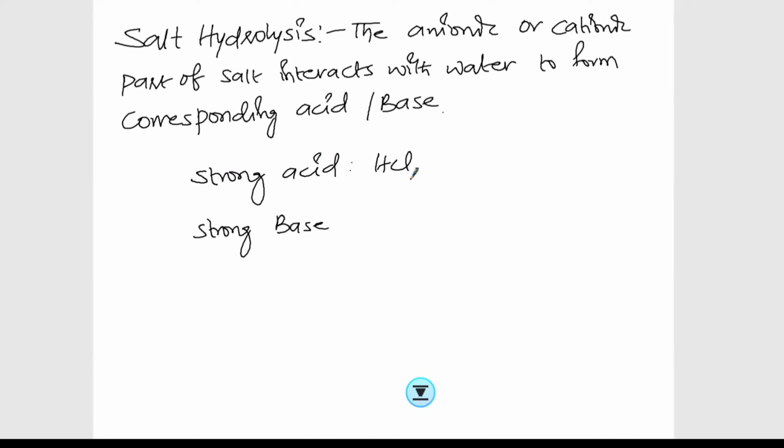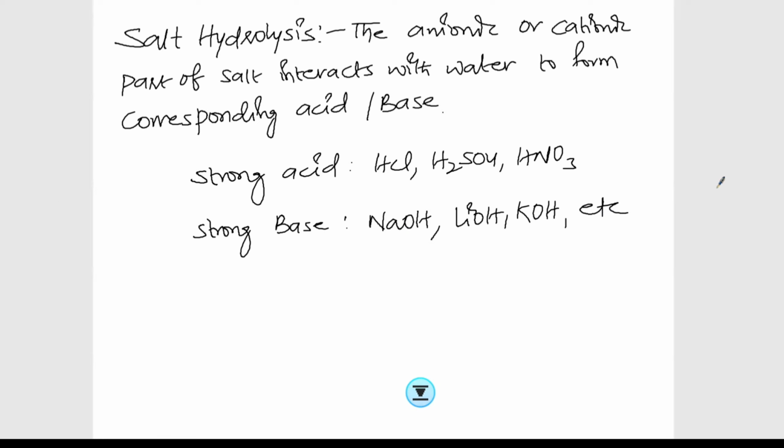Examples of strong acids: we all know HCl is a strong acid, H2SO4 is a strong acid, HNO3 is a strong acid. Many are there. For strong bases, the first A group hydroxides, alkali metal hydroxides, sodium hydroxide, lithium hydroxide, potassium hydroxide, and second A group hydroxides like magnesium hydroxide, calcium hydroxide, are all strong bases. HCl has H plus and Cl minus, so cationic and anionic parts are always there. NaOH has Na plus and OH minus.